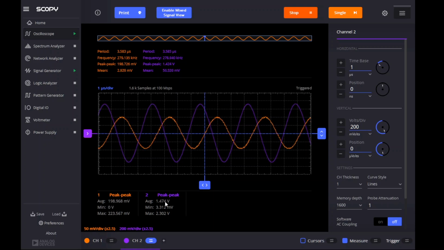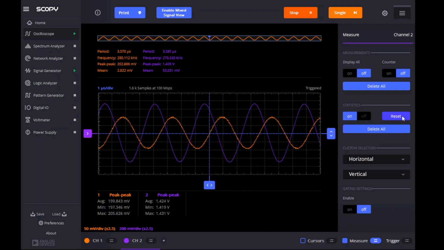It should be lower. Let's go here and always reset the statistics. We can see that our input amplitude hasn't changed much. That's good. It's still around 200 millivolts peak to peak. But now our output amplitude is 1.423. If we multiply 1.423 and divide that by 0.7, we get around 2. So that's approximately correct.